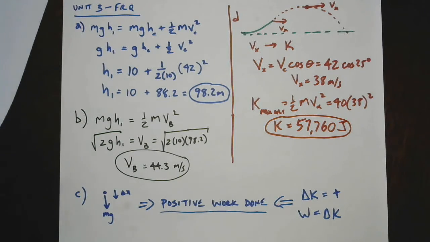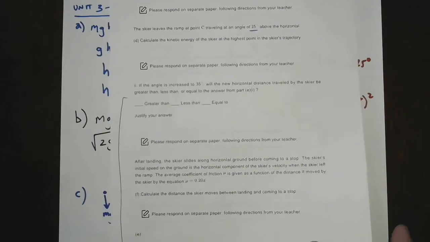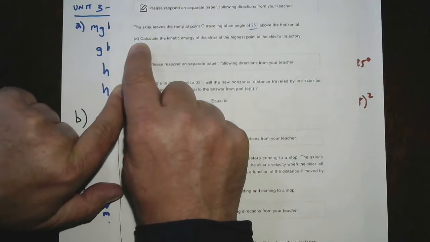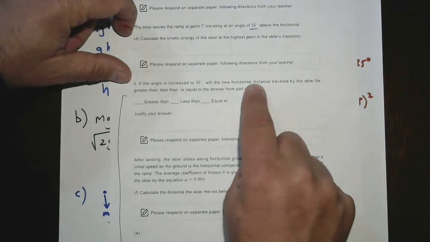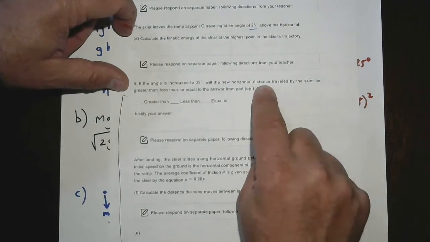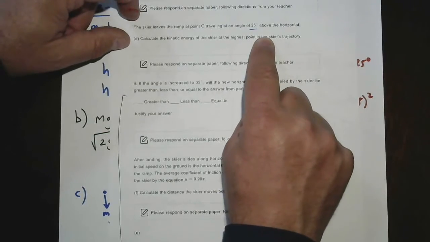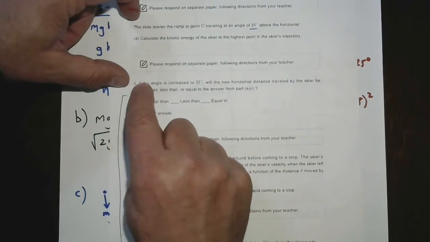Okay, so in the actual question at this point, we get part II, which bothered me because there was no part I under D. And it says the angle is increased to 35 degrees with the new horizontal distance traveled by the skier. Wait, the horizontal distance traveled? We were trying to find the energy. So this is misplaced.